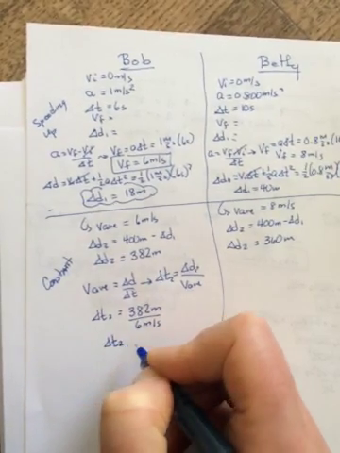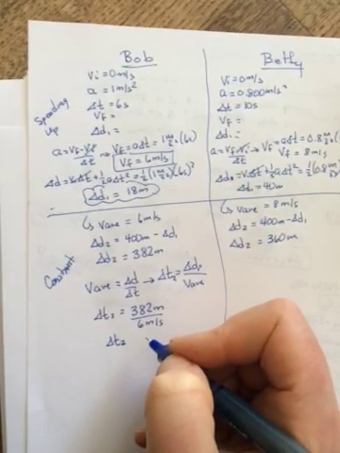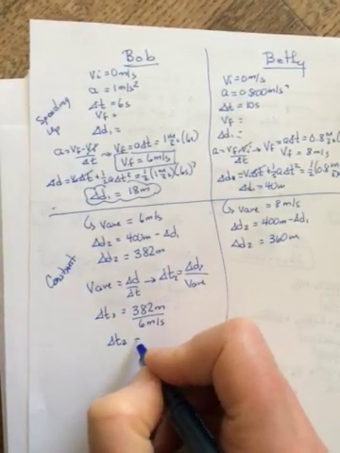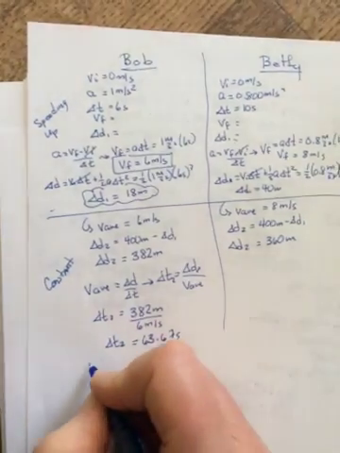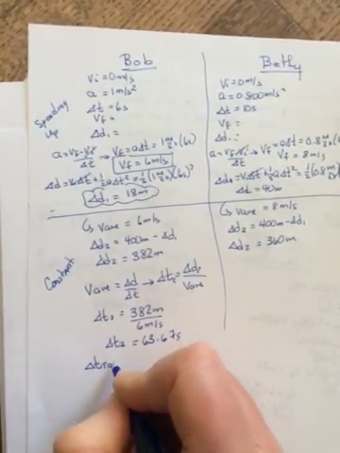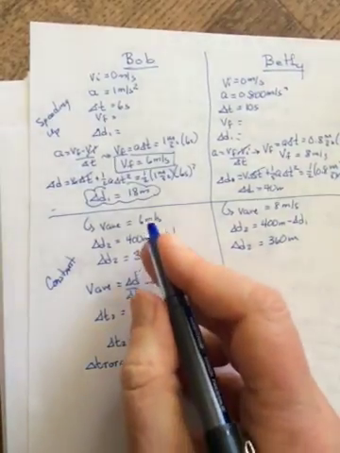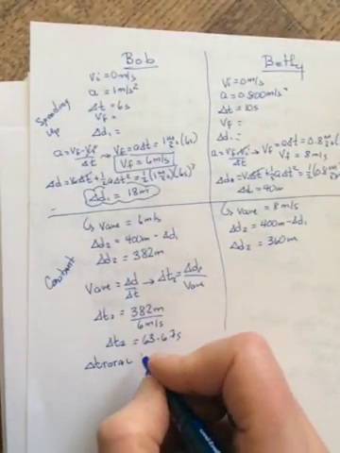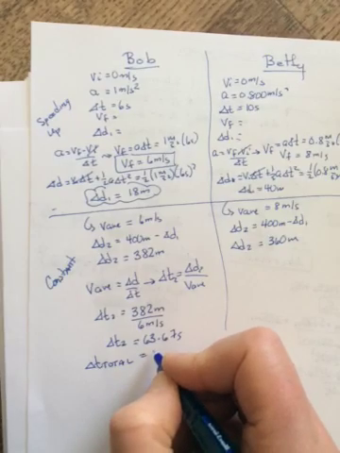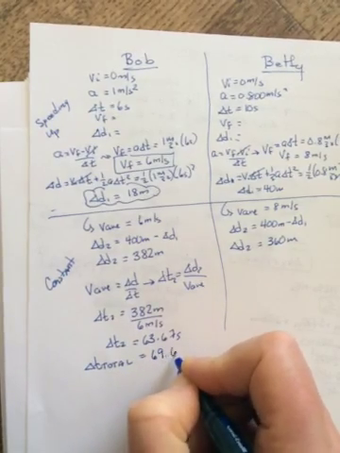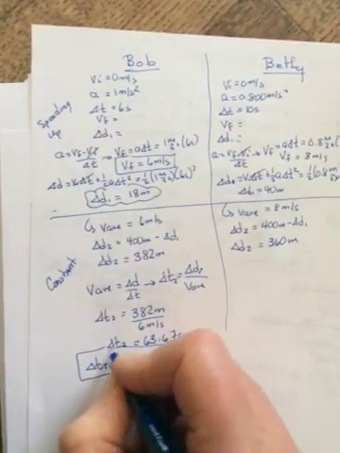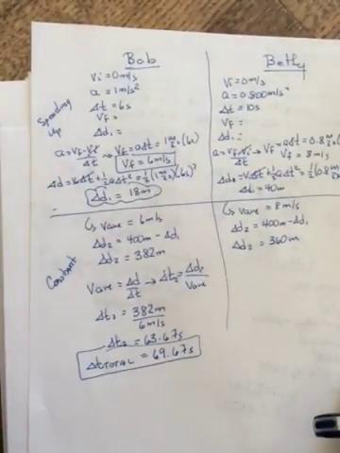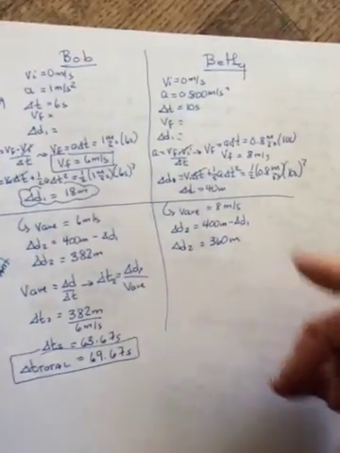So for Bob, it takes him, T2 is 63.67 seconds. So Bob's total time will be the two of them added together. So 6 seconds plus 63.67, so 69.67. Sorry, I said 3 there. Okay, so it takes Bob 69.67 seconds to finish the race.